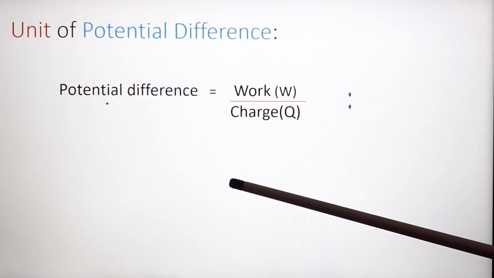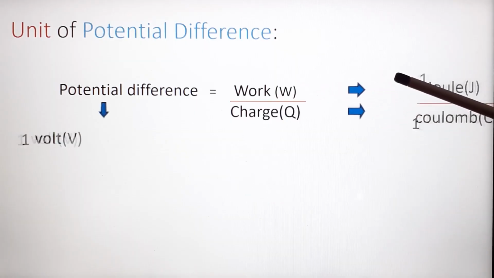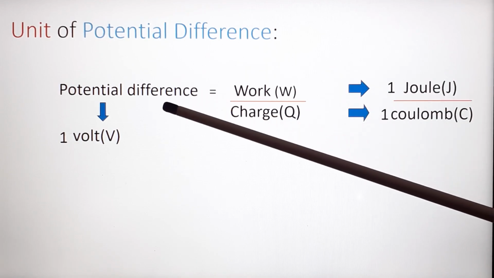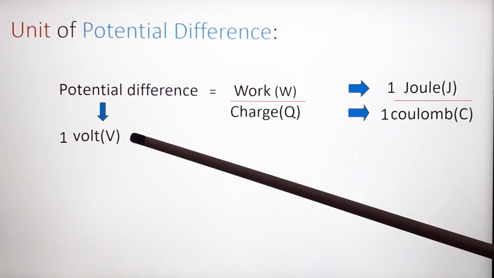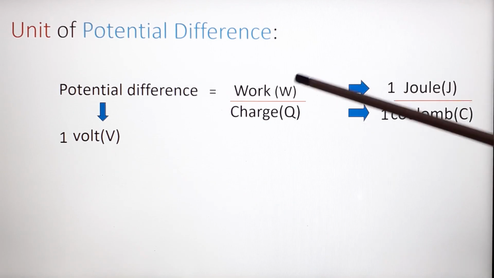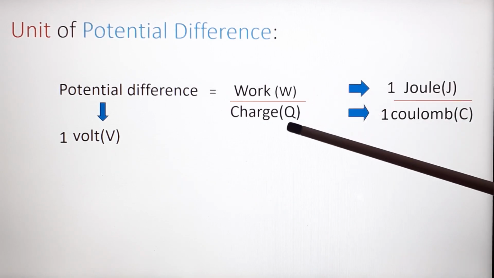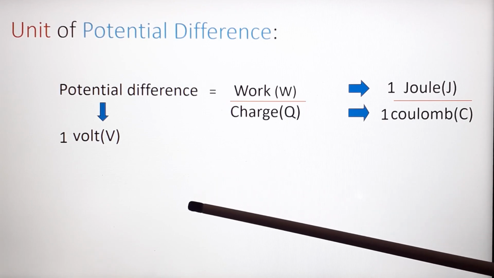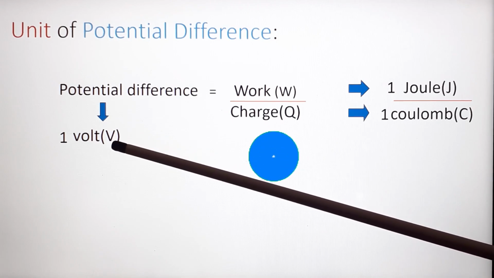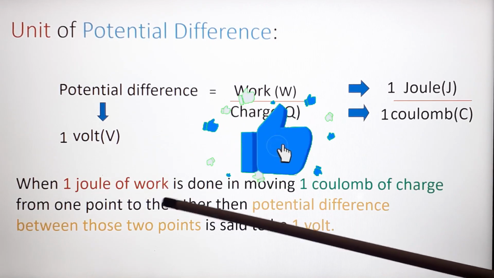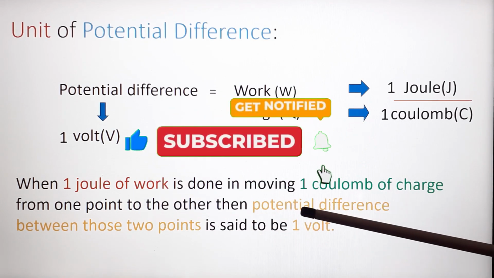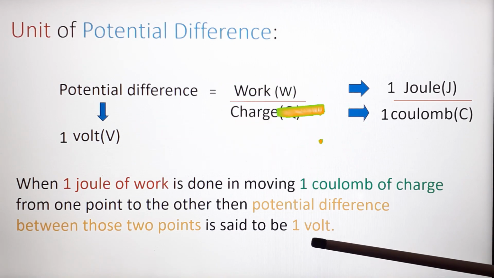Let's give a unit to potential difference. Work is measured in joule, charge is measured in coulomb. So joule per coulomb is the unit of potential difference. But potential difference is also given the unit volt. Let's define 1 volt. So when 1 joule of work is done in moving 1 coulomb of charge from one point to other, then potential difference between those 2 points is said to be 1 volt.